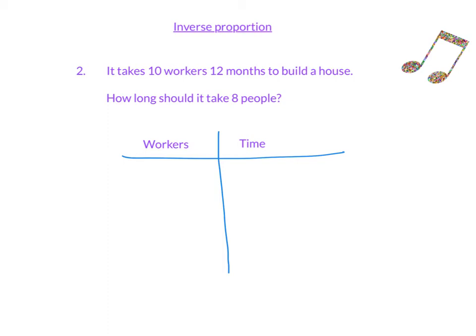So we have 10 workers. Takes 12 months. Now I could work out how long it takes for 1, and that's what I'm going to do right now. So 1 worker, if it takes 10 workers 12 months, it's going to take 1 worker 10 times as long. So I'm going to get 120 months.